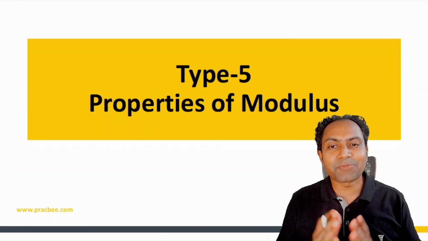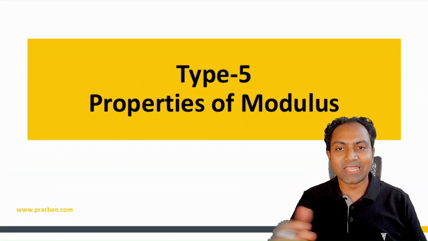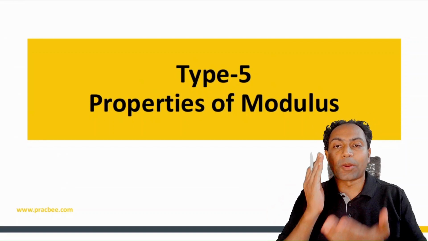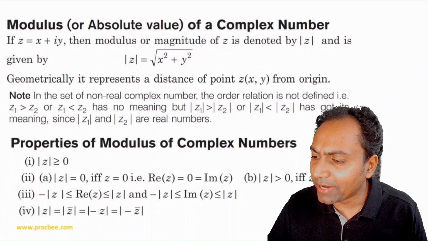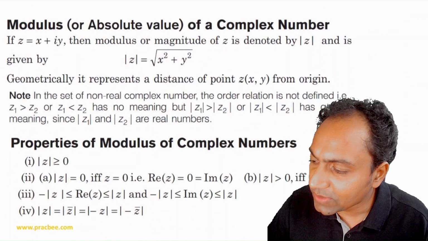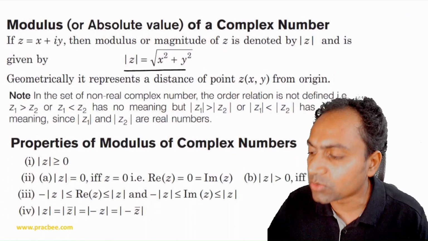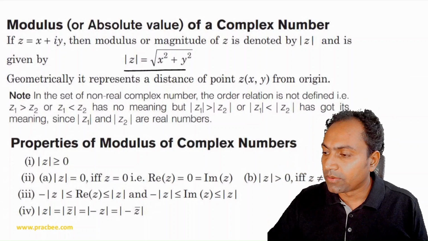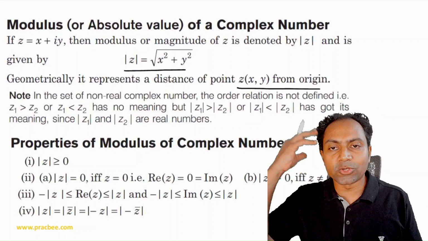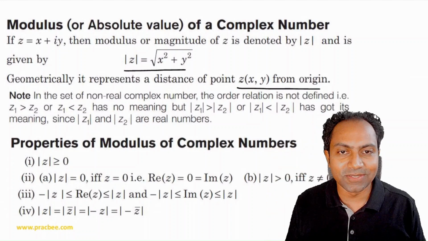Now let us move to our next problem type, that is properties of modulus. In this, first we are going to look into the properties of modulus and then what kind of problems are based on that. So if you look into the idea of modulus, it is nothing but mod of z is root of x square plus y square, and technically it is the distance of a point from origin. Okay, so this is a very important idea. Geometrically you should have imagination what modulus of z means.